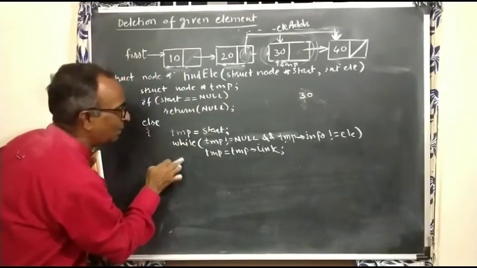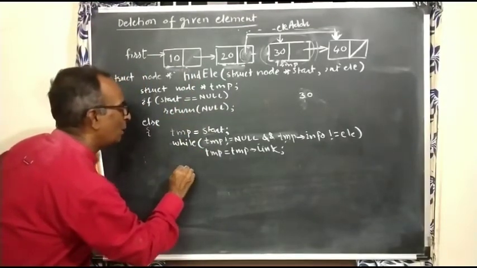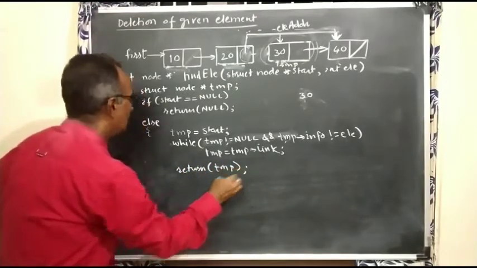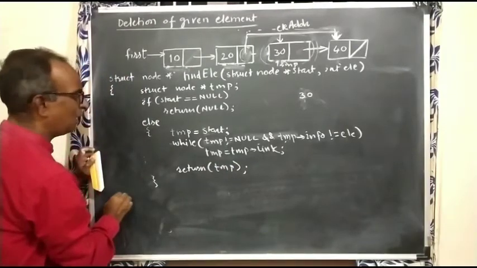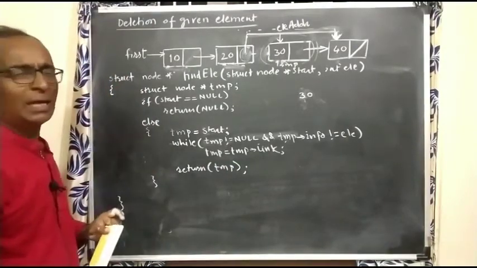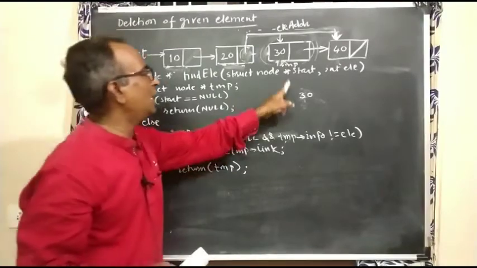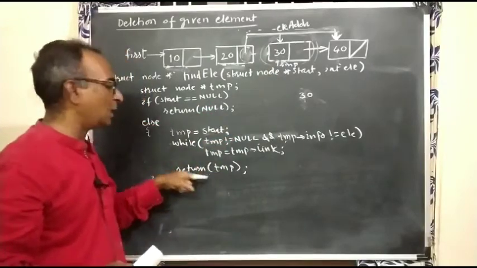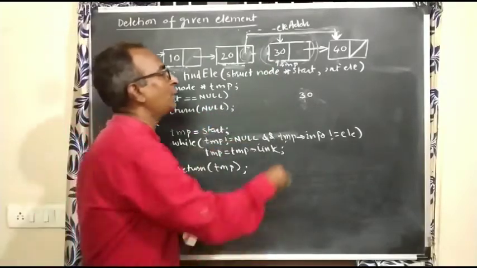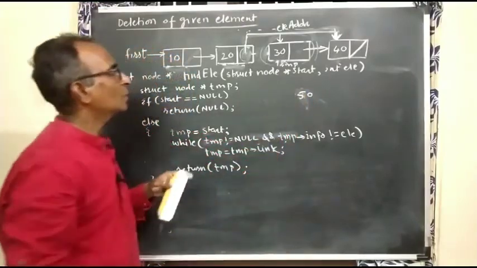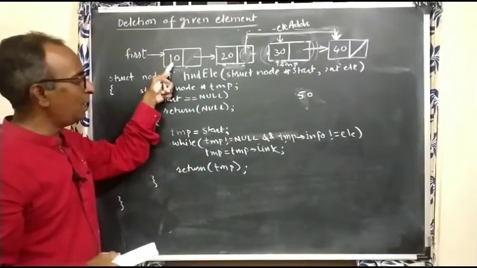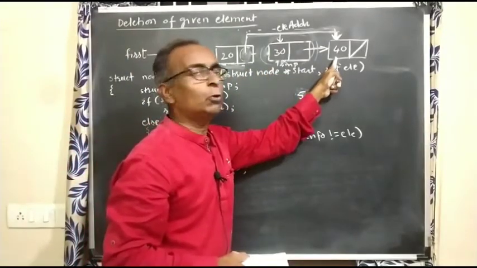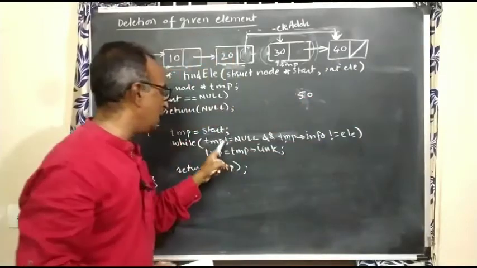In any case, when it comes out of this, if you write return temp, that's it. It will return that node's address. For 30, temp has stopped here. Return temp means this node's address you are returning. If suppose you are searching for 50, what will happen? Is it 50? No, moved. Is it 50? No, moved. Again and again, moved. Moved means temp will be null.